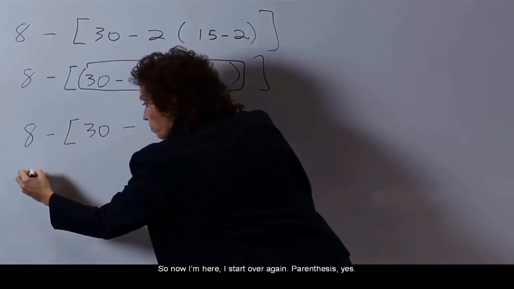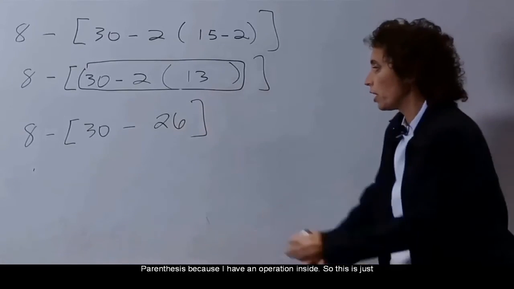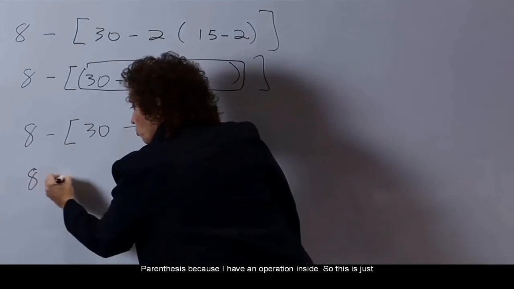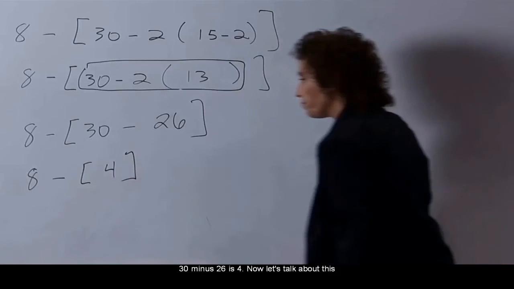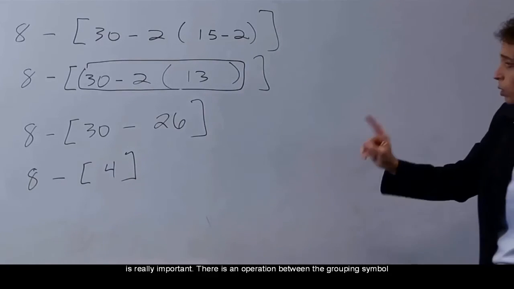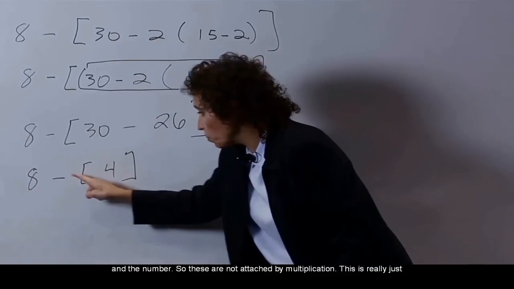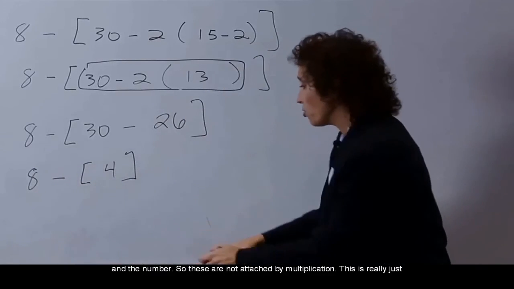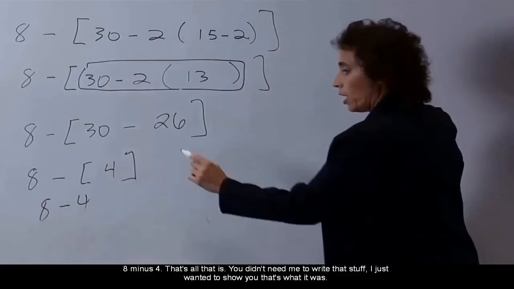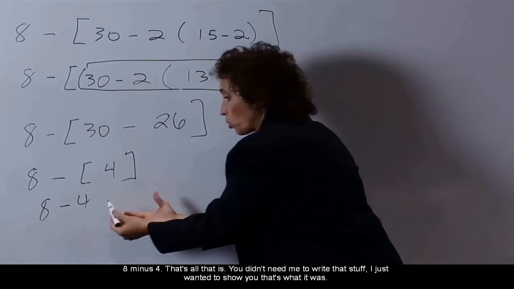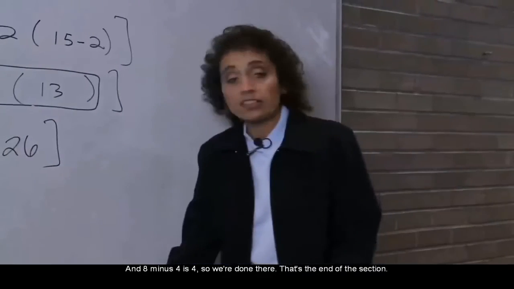So now I'm here. I start over again. Parentheses, yes, parentheses, because I have an operation inside. So this is just 8 minus, 30 minus 26 is 4. Now let's talk about this. This is really important. There is an operation between the grouping symbol and the number. So these are not attached by multiplication. This is really just 8 minus 4. That's all that is. You didn't need me to write that step. I just wanted to show you that's what it was. And 8 minus 4 is 4. So we're done there. That's the end of this section.